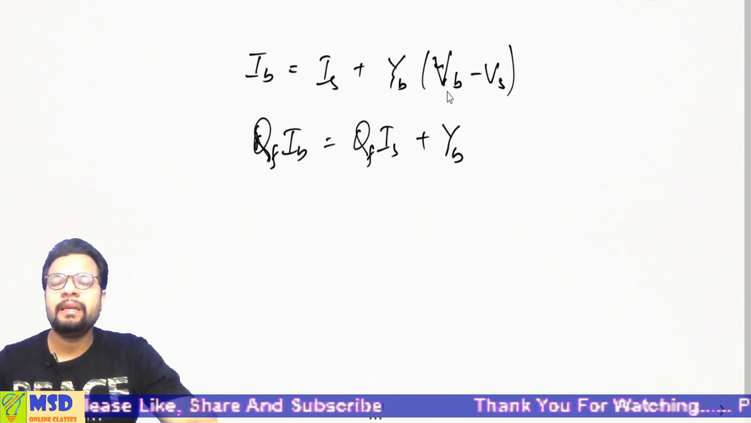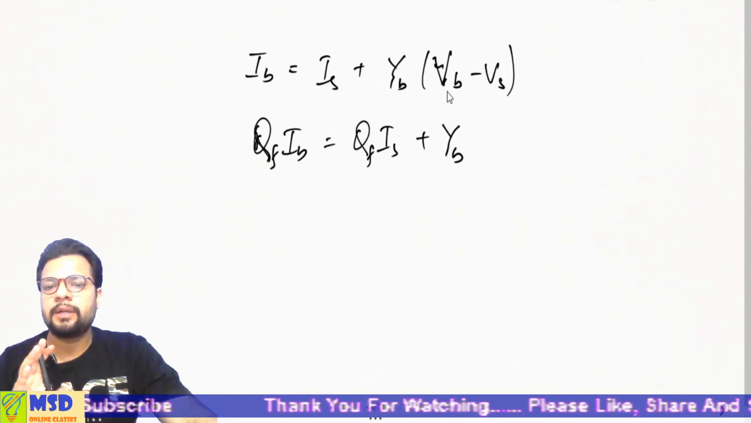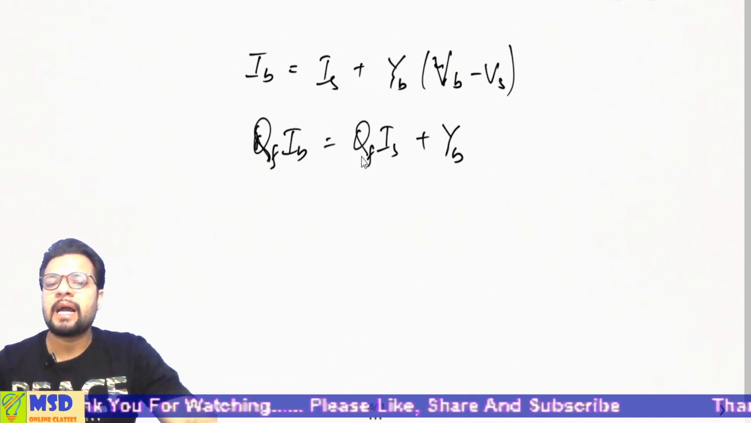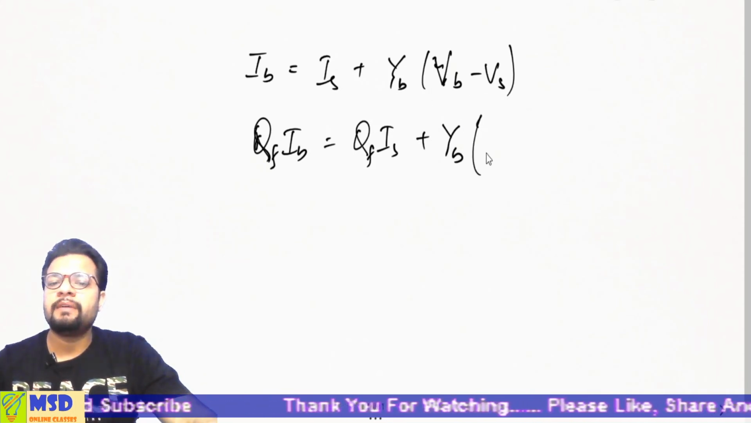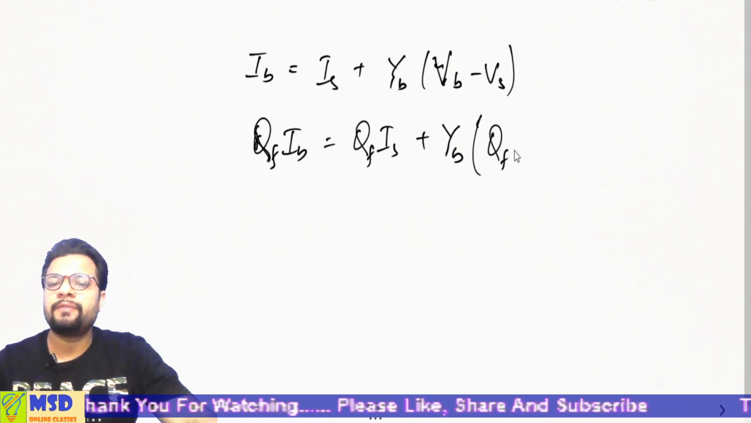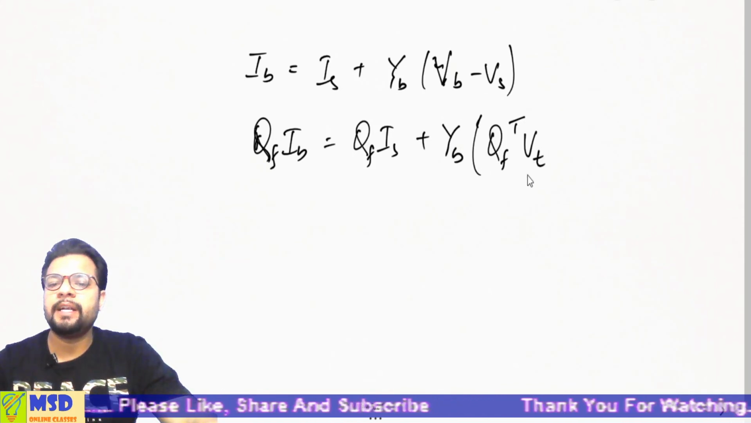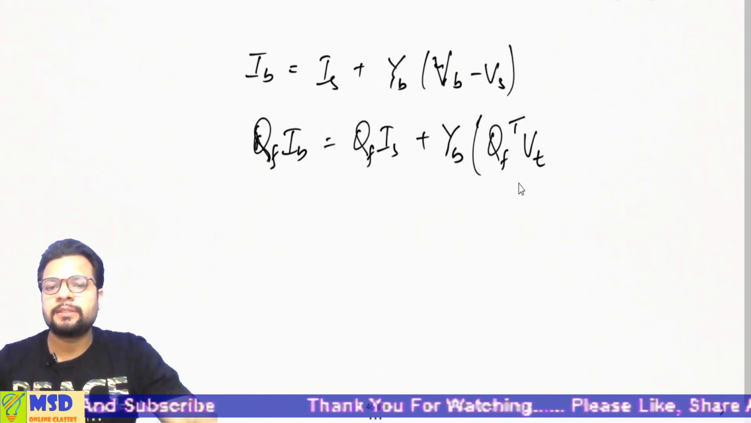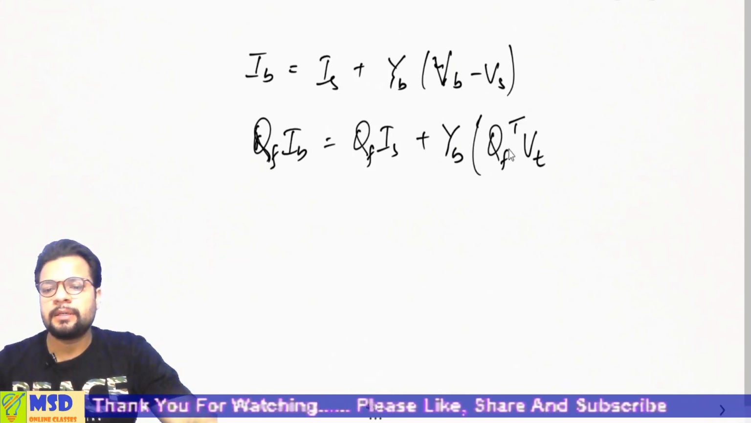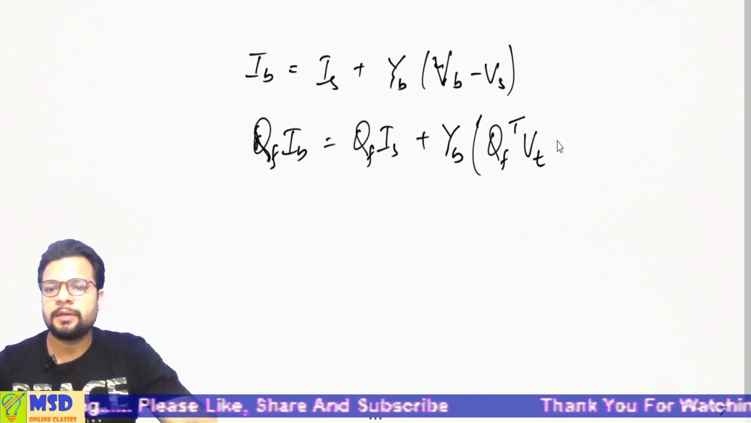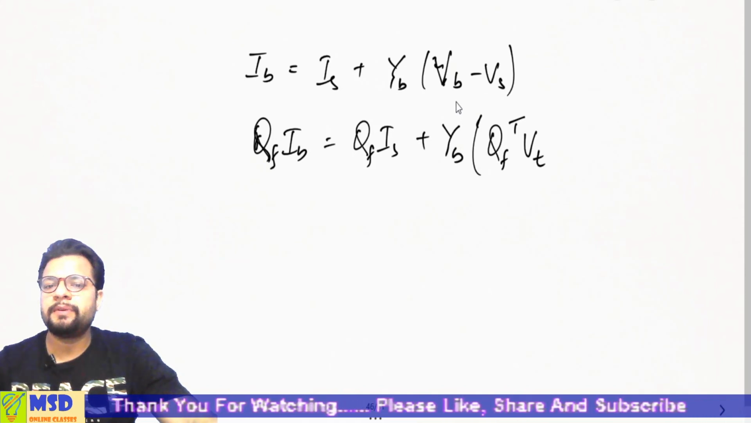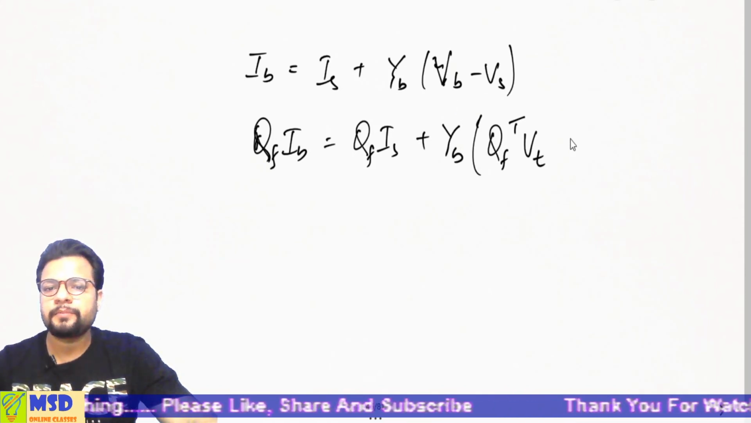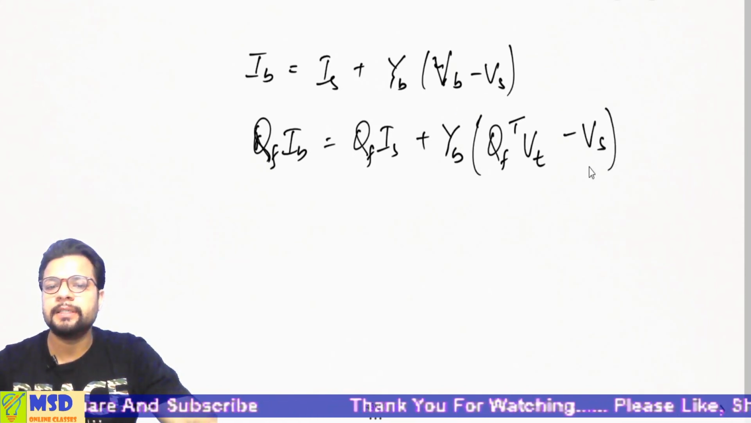Now, do we know any relation between the branch voltage vector and the cut-set matrix? Yes, we have a relation. We have VB is equal to QF transpose into VT. And for this relation, please watch my previous lecture on network analysis. There I have derived a relationship between VB and VT minus VS.